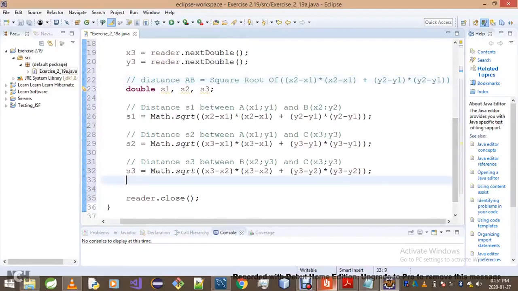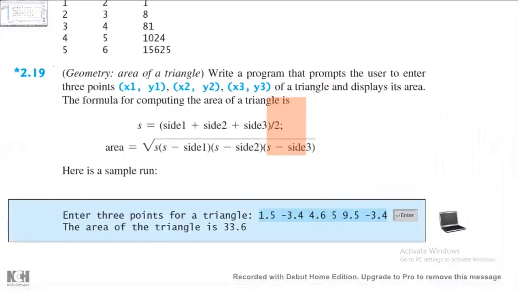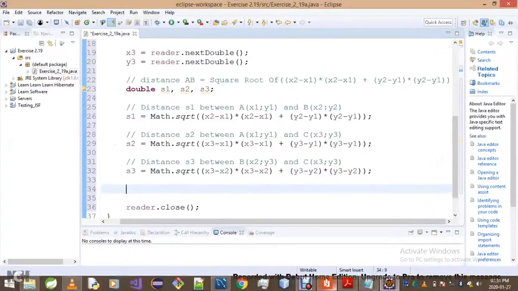Now that we've got S1, S2, S3 from this formula, we can find the value of S. So double S is given as S1 plus S2. I'm used to having space in between my operands and operators as opposed to putting everything together without spaces. Okay, simply divide that by 2.